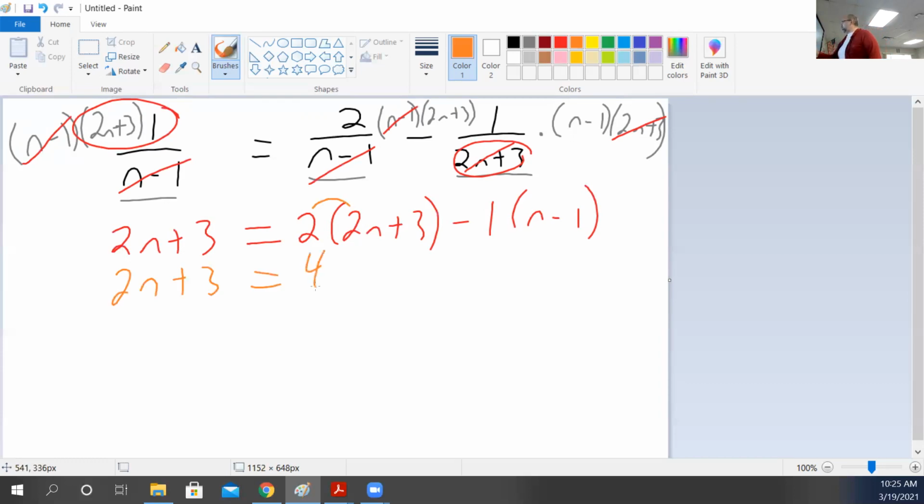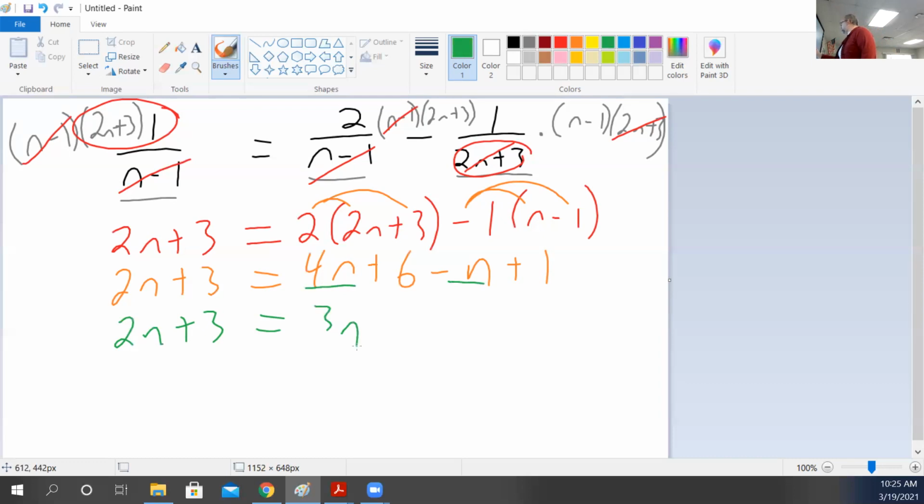2 times 2n is 4n. 2 times 3 is plus 6. Minus 1 times n is minus n. Minus 1 times minus 1 is plus 1. And then let's combine like terms. 2n plus 3. 4n minus n gives me 3n. Then plus 6 plus 1 is plus 7.